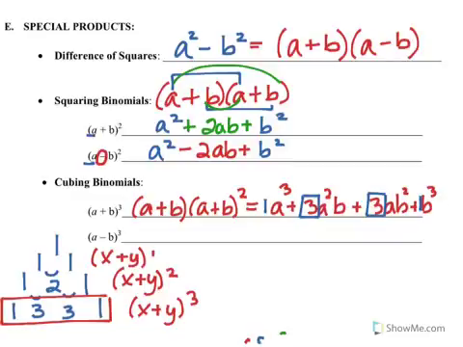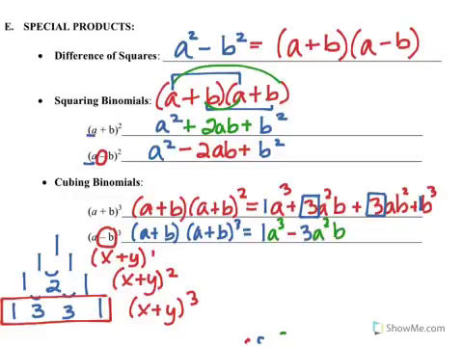So using the same strategy for a minus b quantity cubed, I would get 1 a cubed, but then because the b is negative, this would be minus 3 a squared b. Then this is plus, because we're squaring b. And then the last term again is going to be negative. So the negatives are alternating. So that's what it looks like to have a shortcut for cubing binomials.